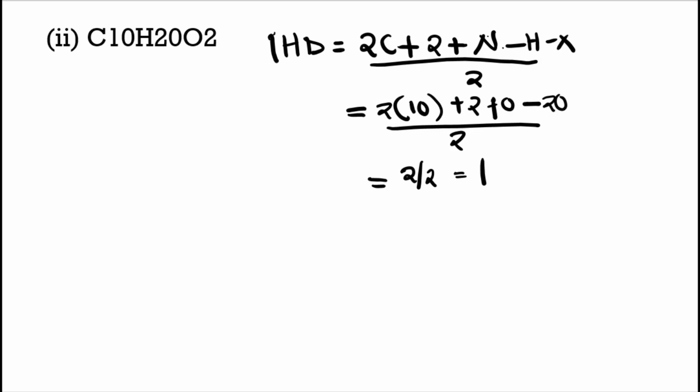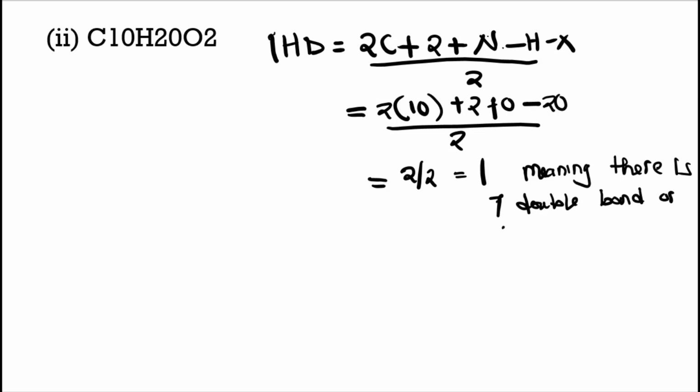An IHD of 1 simply means that in this compound, we can have one double bond, or it can be a cyclic compound. So meaning there is one double bond, or it is a cyclic structure. Cyclic ring. Okay, now let's look at the possible structures that this compound can have.